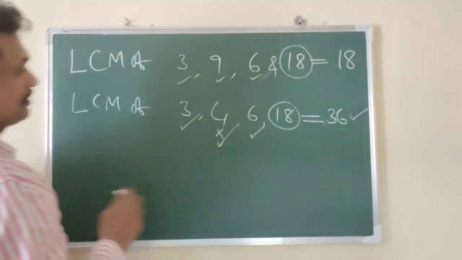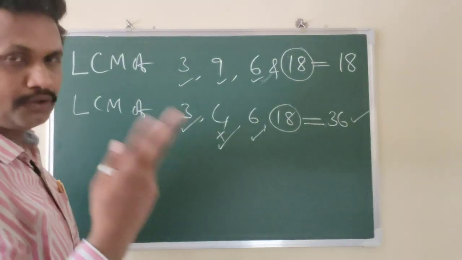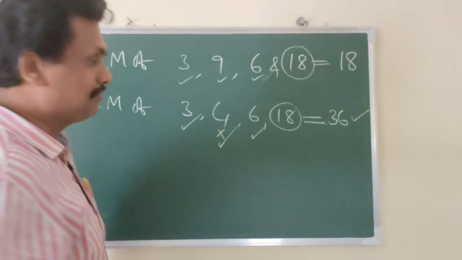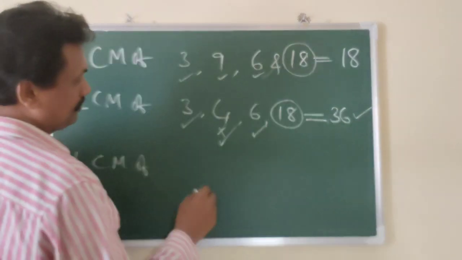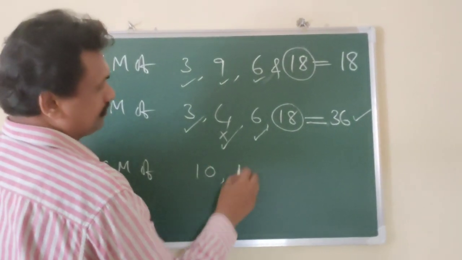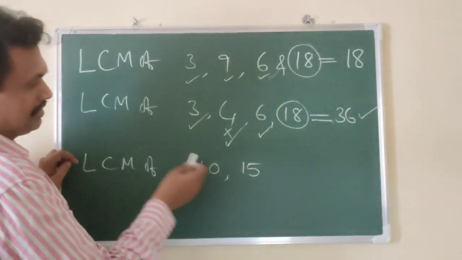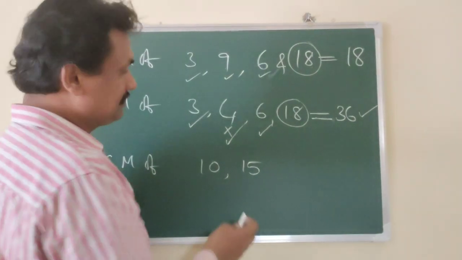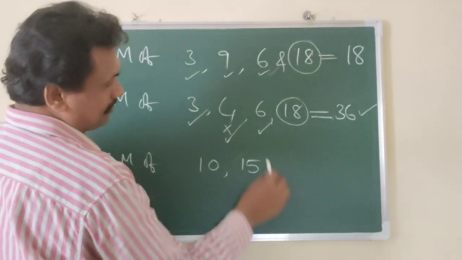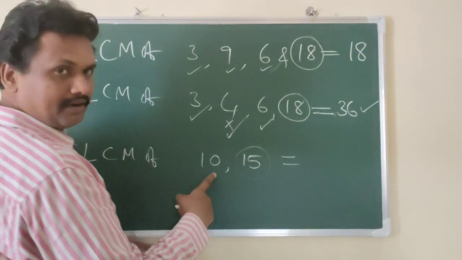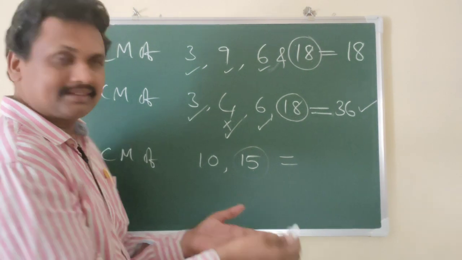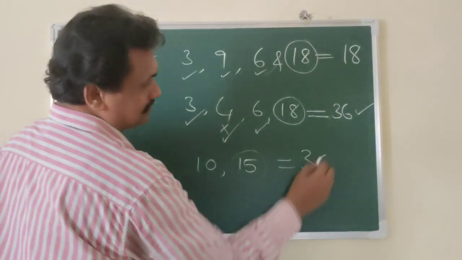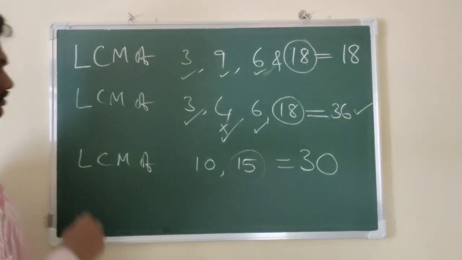Like that, friends. Suppose most of the time you will get only two numbers in the denominator. At that time, how to find? I will say one more. See here, LCM of 10 and 15. Denominators 10 and 15 are there. Simple. Here observe the big number. Is the big number divided by the small number? No. Take double of 15. Double of 15 is 30. 30 is divided by 10, yes. 30 is the answer. Like that. Easy to find the LCM.